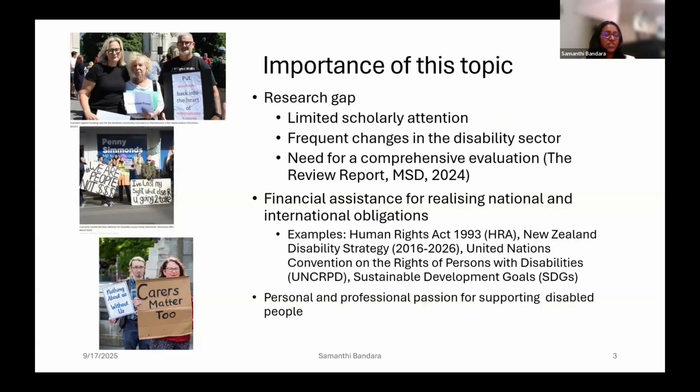The next is, you may have heard that there are so many changes happening on this individualized funding. Initially the organizational structure has been changed, and last year they changed the purchasing guideline. All these changes include discontinuity of care, loss of trust, and increase in inequity, which are some negative impacts on disabled people.